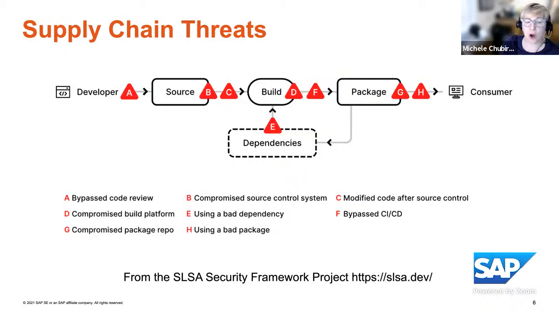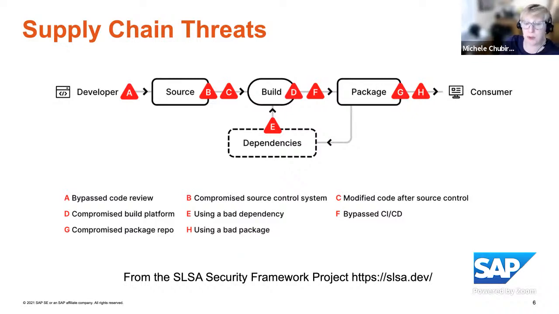You bypassed code review. If you have code pairing or manual code review, that's an element where if you don't do it, that's a threat to your software supply chain. You could have a compromised source control system. That's a common attack vector where you could actually attack the entire registry, the repository, individually. You could do typo squatting. That's a way you compromise the source control system. Modified code after source control, where you're not strictly doing your revision control in conjunction through your source control system.